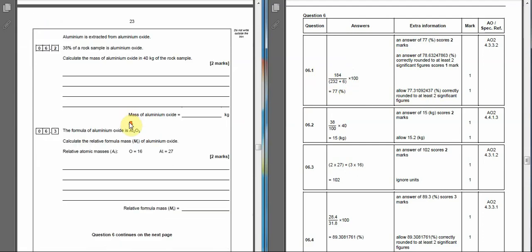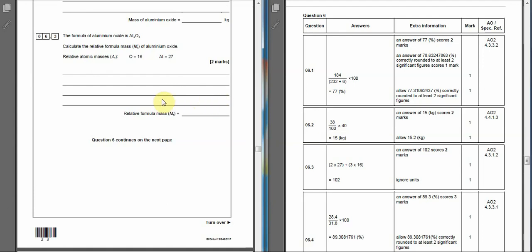For question 6.2, again, calculate the mass of aluminium oxide in a 40 kilogram sample. So it's saying it's 38% of that. So the easiest way in my head of doing that is find out what 1% is. So we get our 40, we divide it by 100, we find out what 1% is, and then we can find 38% by timesing it by 38. That's the sum that you'd be looking at there. Your answer should come out at about 15, 15.2 also being acceptable, obviously, depending on how you've worked it out.